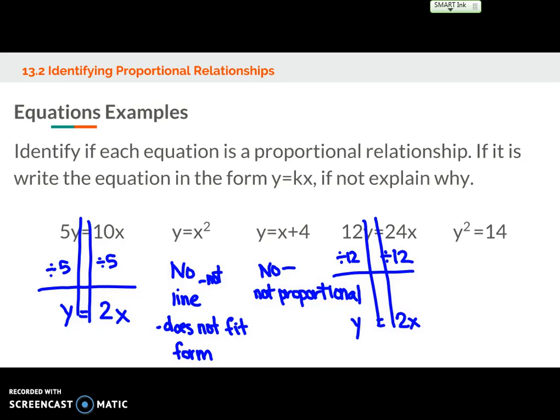Alright, so there we go. We have our y equals 2x. That is in that form, so we're good to go. And the last one here, y squared equals 14, is not proportional because, just like our x squared, we have y squared here, and there's no x over here. So, no, that is not proportional.